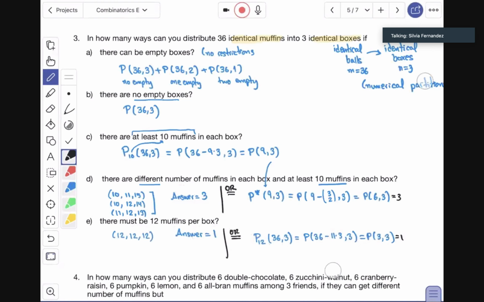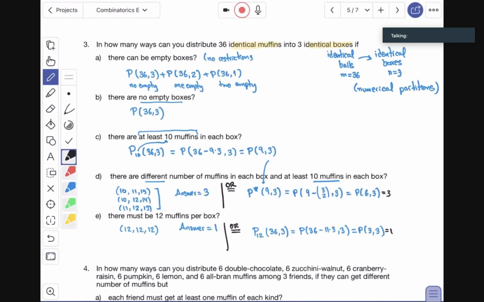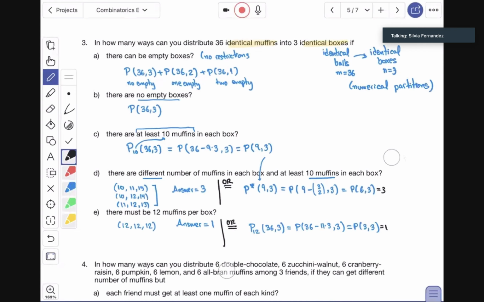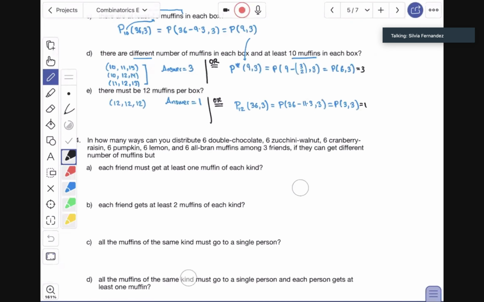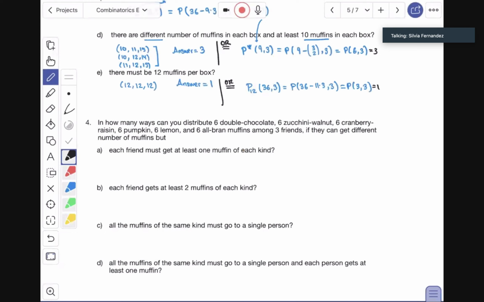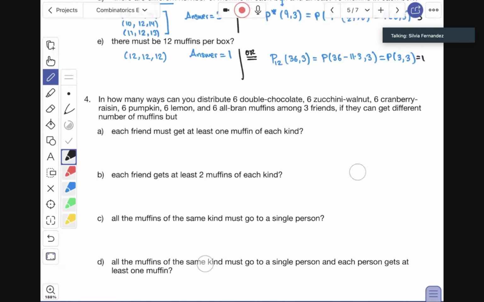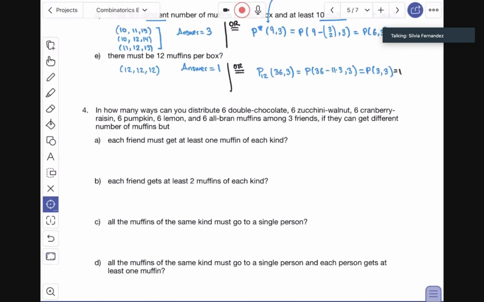Okay, questions on this one? Okay, so as far as I've seen, for some reason, I didn't expect this problem to be a difficult one, but I think it was. Problem number 4. So here you have 6 double chocolate. All of those 6 are identical. 6 zucchini walnut, 6 cranberry raisin, and so on. So the groups of 6, those are identical muffins. And so here, each friend must get at least 1 muffin of each kind. So you take care of the muffins separately.